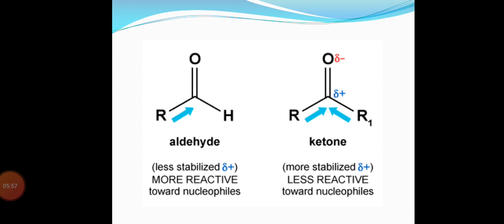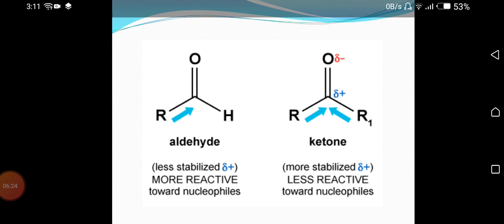Similarly, when we check the carbonyl group of the ketone, it's bearing 2 alkyl groups, and you will see here there are 2 blue color arrows moving towards the carbonyl carbon, showing that both are ready to stabilize the carbonyl carbon. So this carbonyl group of the ketone is more stable, that's why it's less reactive towards the nucleophilic reaction.